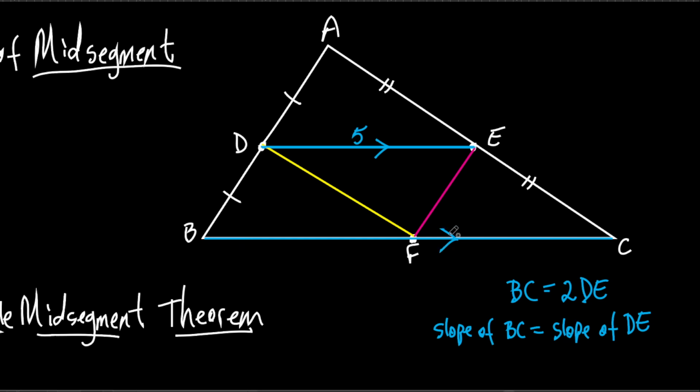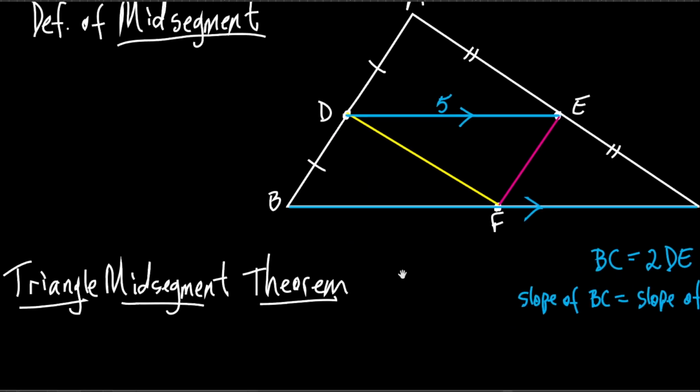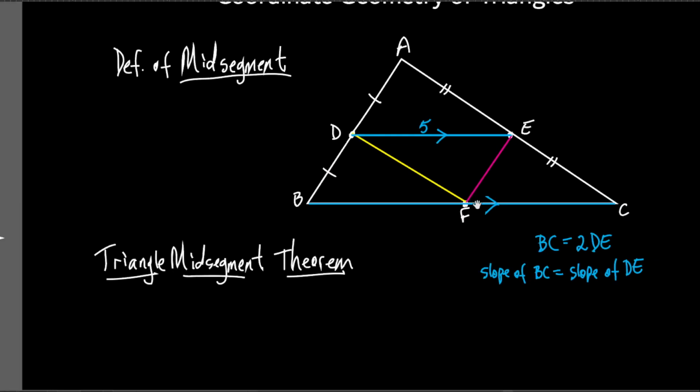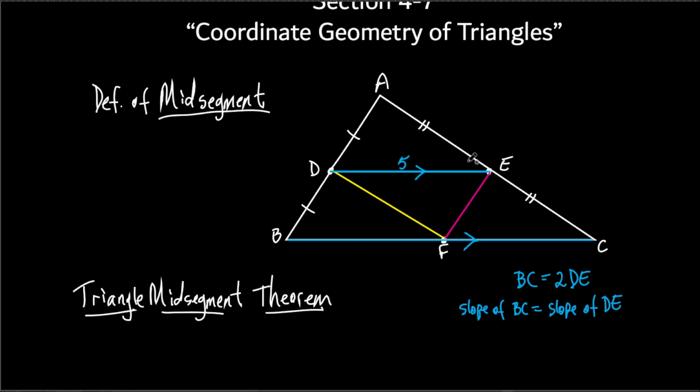Right here? That's an arrow to indicate that this line is parallel to this line. This right here says triangle midsegment theorem. Okay. I'll make it so you can see the whole page. All right. So that's what we're going to do. So BC would be 10, wouldn't it? What would BF be equal to?